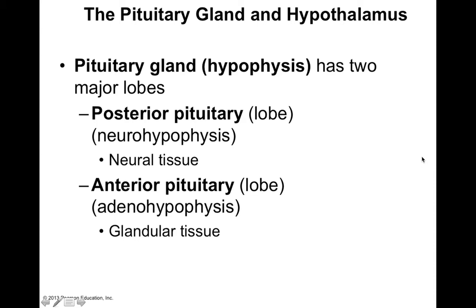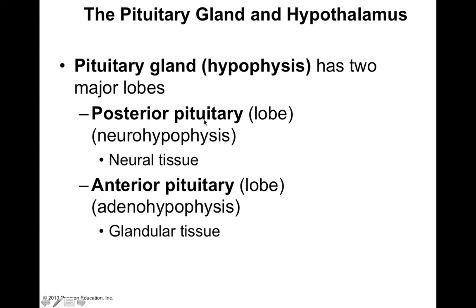Now, the pituitary gland you're going to find connected to the hypothalamus. You may remember that the pituitary gland sits within a space called the hypophyseal fossa, which is a little indentation in the sphenoid bone of the skull. The pituitary gland is a nodule that hangs off the base of the hypothalamus, and it can be divided into two major lobes. So we'll talk about the pituitary gland as having a posterior portion and an anterior portion: a posterior pituitary lobe and an anterior pituitary lobe.